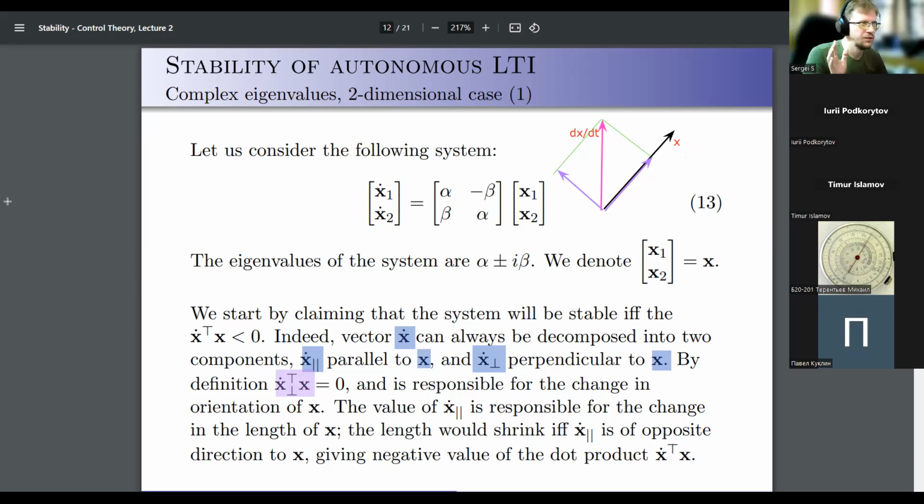If you want to remember why, remember that one of the definitions of dot product is the norm of the first vector times the norm of the second vector times the cosine of the angle between them. You remember, right? So if the angle is 90 degrees, then the cosine of 90 degrees is 0.